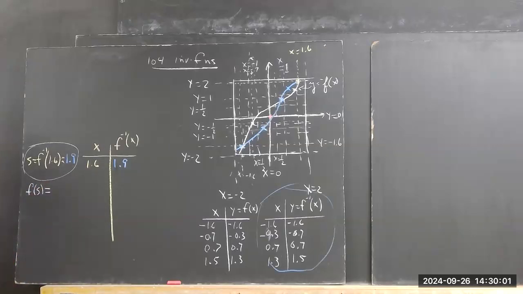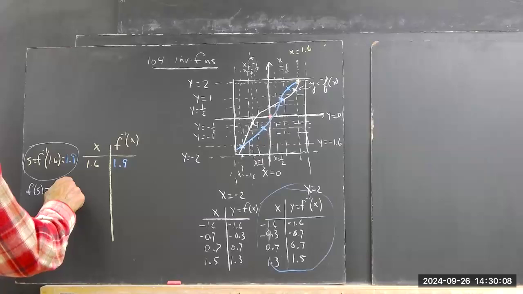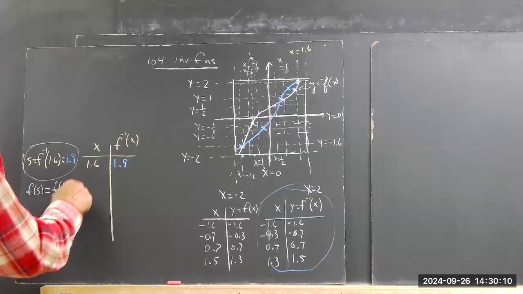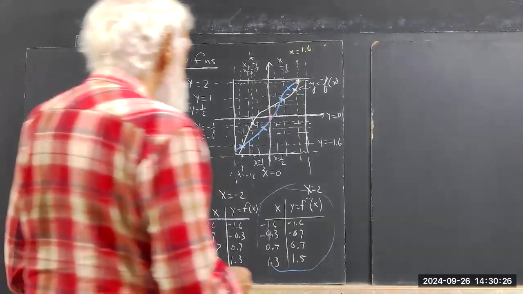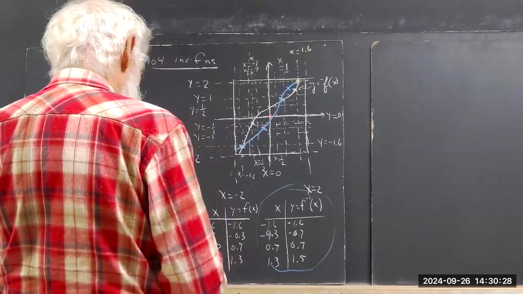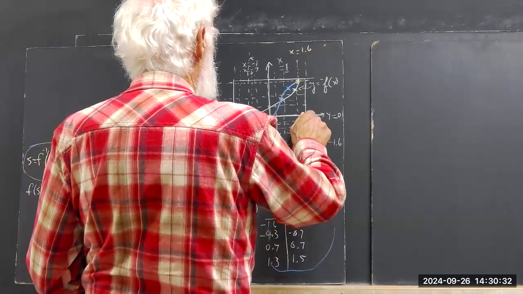What is f of S equal? Well, f of S is then f of 1.9. Okay. Now, f of 1.9, let's get a different color here. Okay, x equals 1.9 is about here.